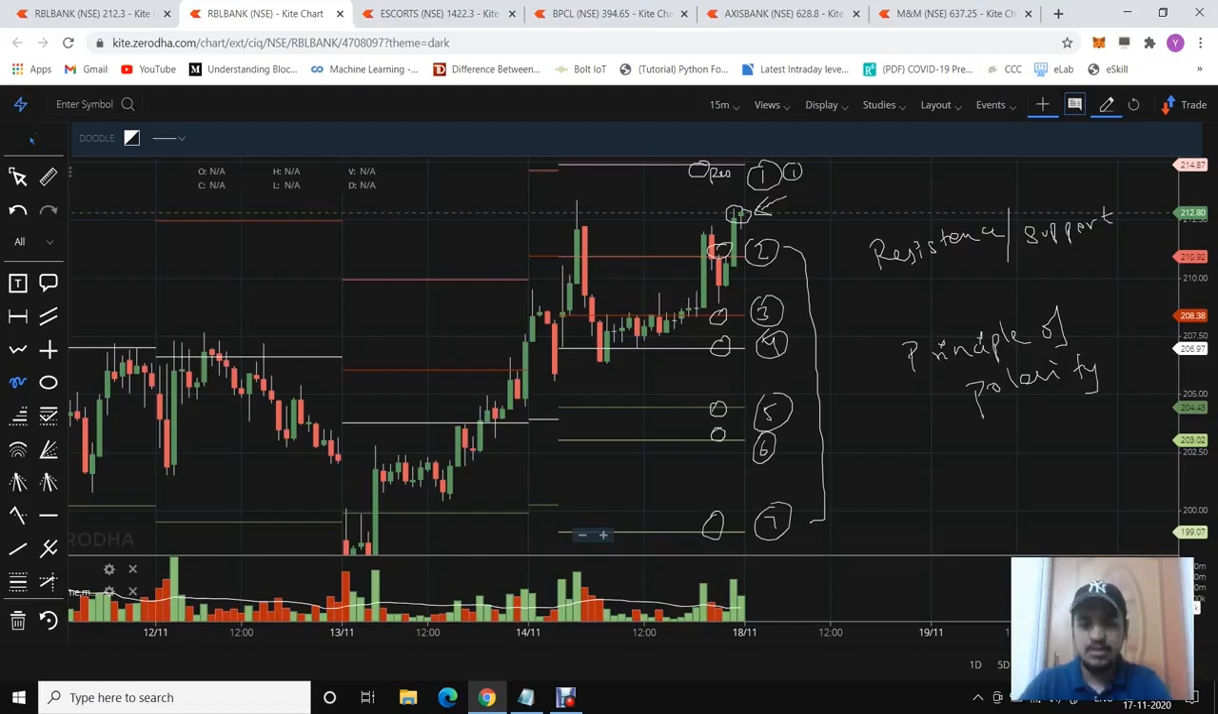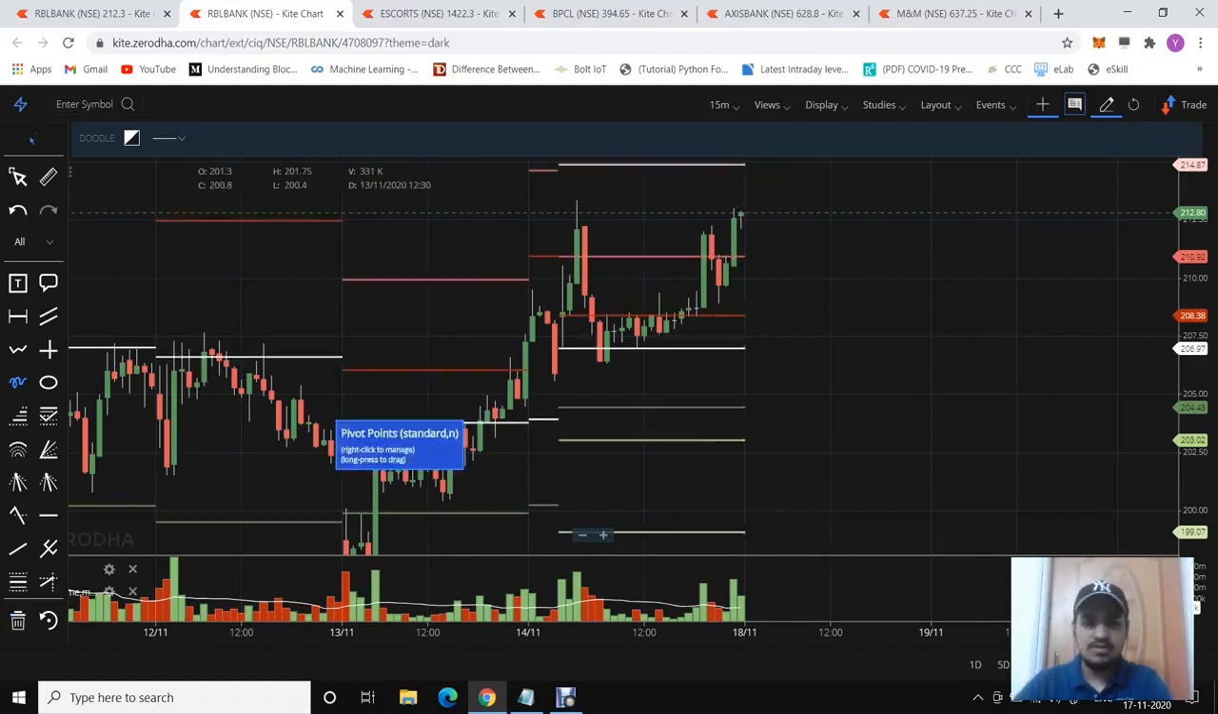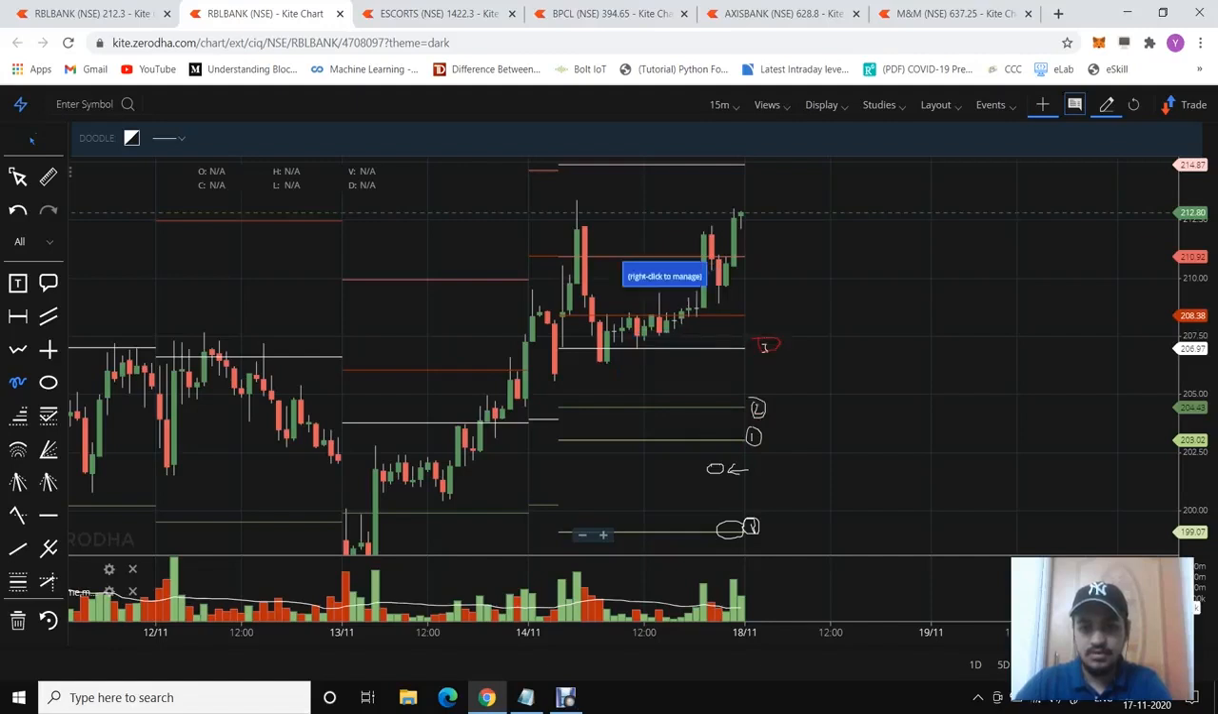So depending upon where the price is, you'll have as many support or resistance levels. Let's say the price was at this level. If price was at this level, that means you have one support which is this, and you have 1, 2, 3, 4, 5 and 6 resistance levels. So depending upon where the price is, you'll have as many support or resistance levels.